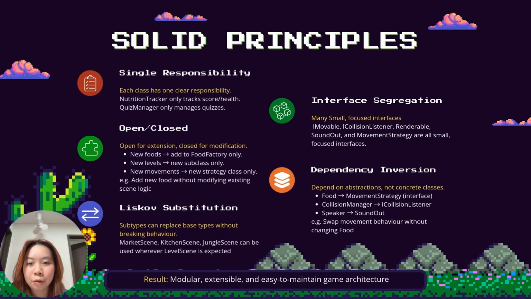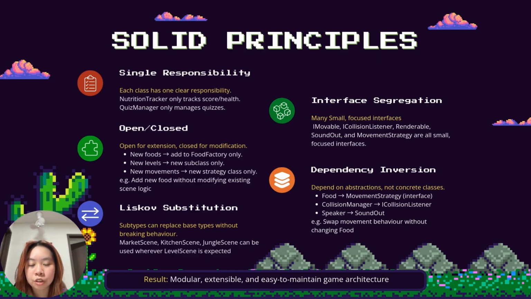For our system design, we applied the SOLID principles to ensure the architecture is clean, flexible, and easy to maintain. First, single responsibility. Each class has one clear role. For example, the nutrition tracker only handles score and health, while the quiz manager is responsible only for quiz logic. This keeps our code simple and easier to debug. Next, open-closed principle. Our system is open for extension but closed for modification. We can add new food types through the food factory, introduce new levels by extending level scene, and add new movement behaviors using movement strategy, all without changing existing code.